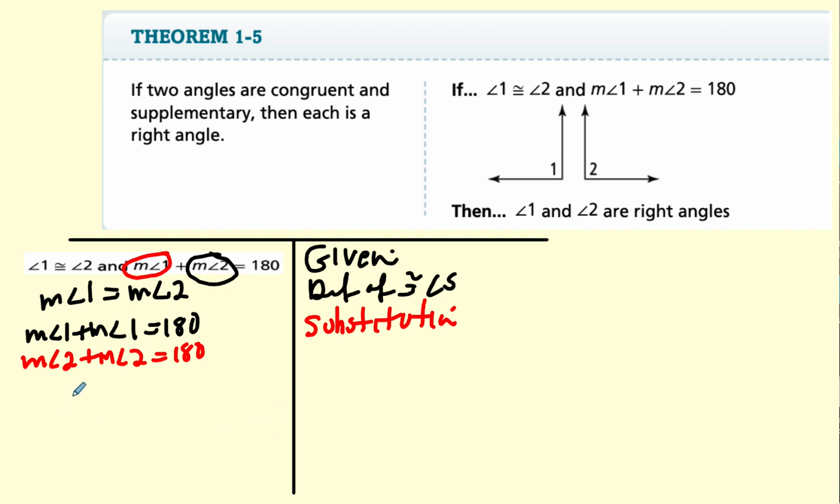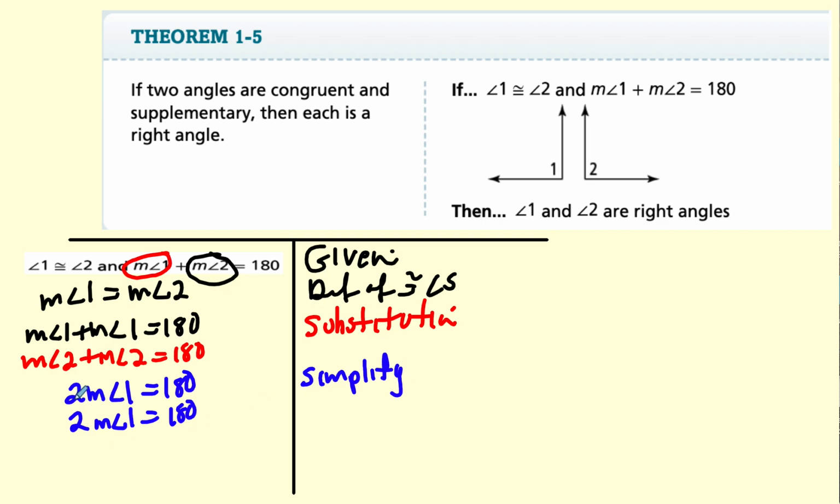All right, and now I'm going to rewrite the first line, and I'm going to say 2 times the measure of angle 1 equals 180, and I'm going to rewrite that other line, 2 times the measure of angle 2 equals 180, and that reason is simplify. All I'm doing is writing it a little differently.